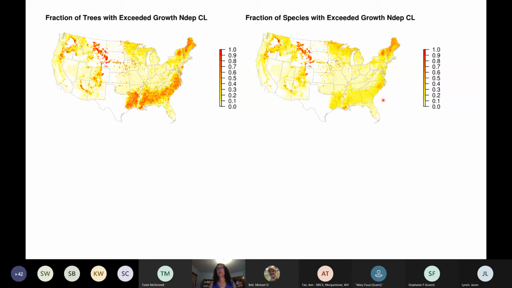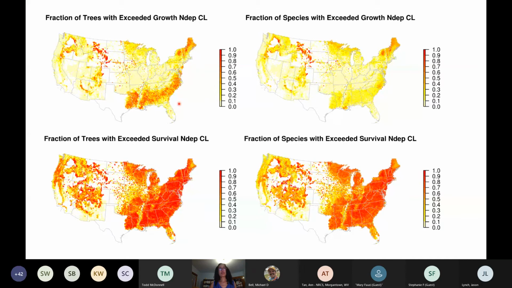And so what you can see here, if you look at the southeast, for example, is that there's not a big fraction of species, but it's most of the trees. So those are areas where not that many species dominate the basal area, or what's on the ground there. And then if we look at the survival, critical loads are lower, so the exceedance is higher across the country. So we have a lot of exceedance in just about every region.